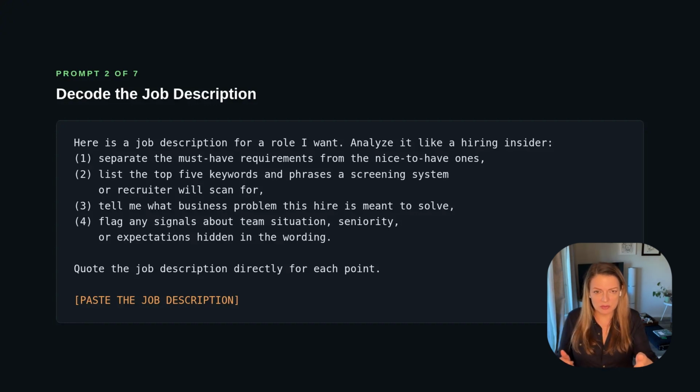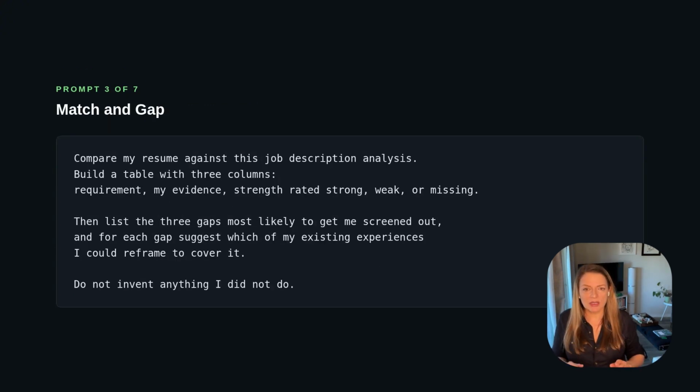You paste the job description. Point 3 is the one that 99% of people never think about. Every open role exists because something is broken, missing, or growing. Think about it. Broken, missing, or growing. So if your resume speaks to that problem, you stop being a list of skills and you start being the fix to the problem. You become their answer to their problem that they're looking for. So here's your prompt number 3, match and gap.